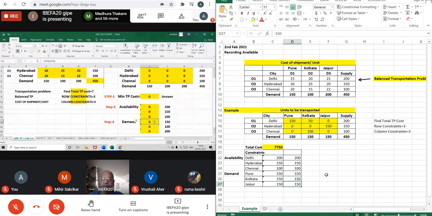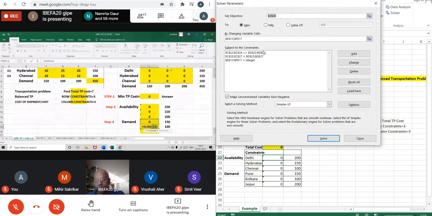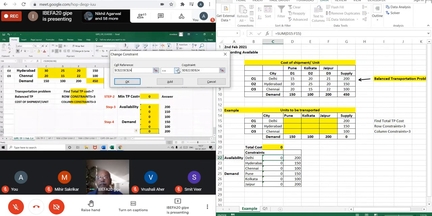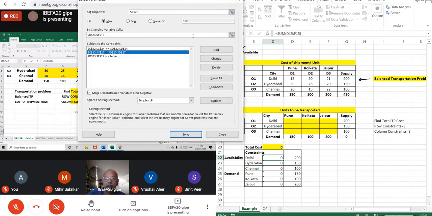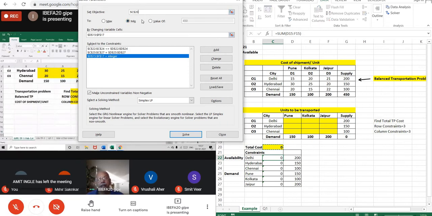Similarly, demand. Demand: Pune, Kolkata, and Chennai. These are constraints. Repeat.